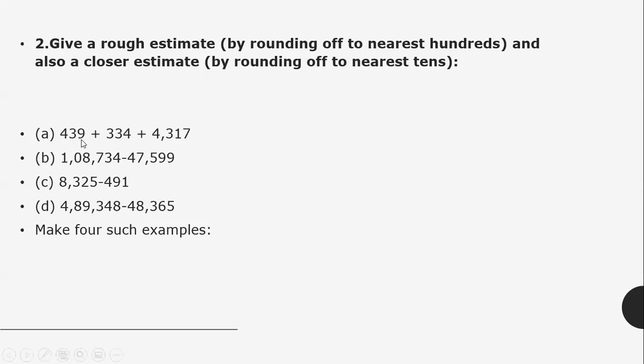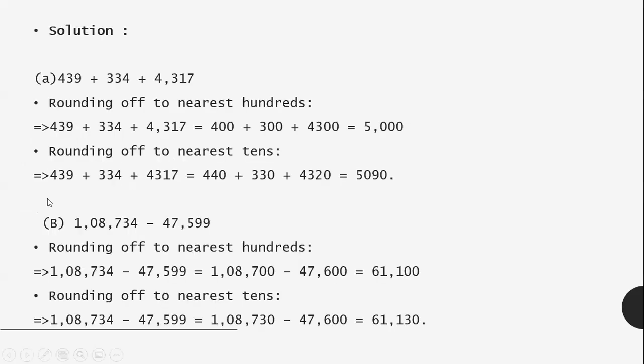So 439 plus 334 plus 4,317. What we will do, we will take the hundreds place approximation. So in the first step, I have found the nearest hundreds place approximation. All these numbers 439, 334, 4,317 have been approximated to the hundreds place value, which is 400 plus 300 plus 4,300, which is 5,000. So this is a rough estimate.